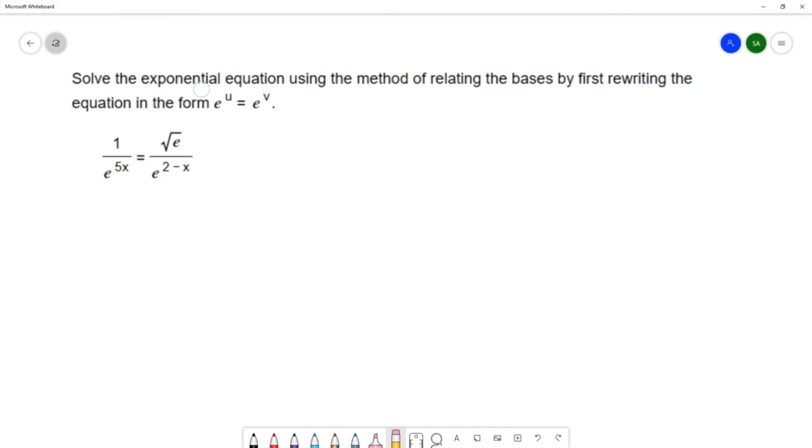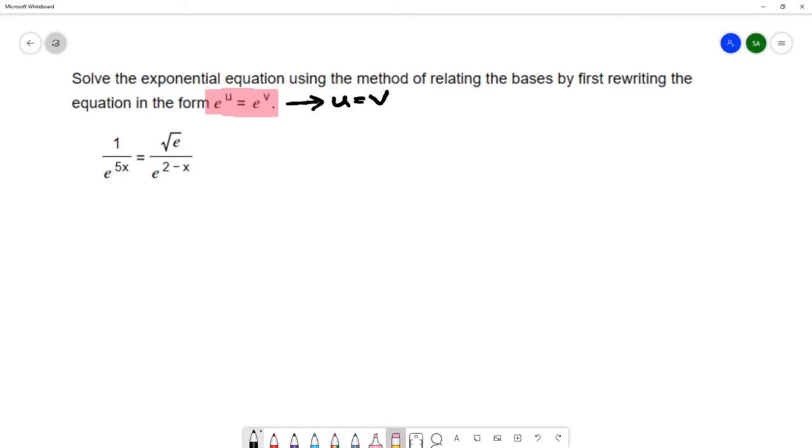Solve the exponential equation using the method of relating the bases by first rewriting the equation in the form e to the u equals e to the v. This method of relating the bases starts with having you write the equation so that the bases are the same on each side. Once you have it written this way, you can say that the exponents must be equal to each other. So this allows you to solve a simpler equation than the original exponential equation.